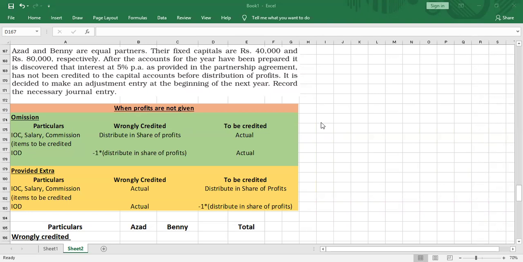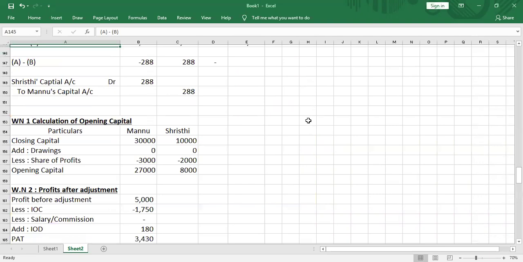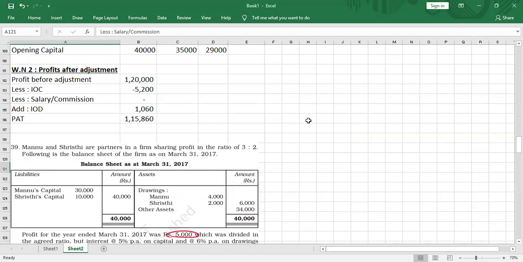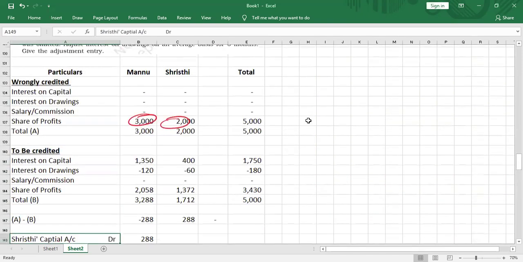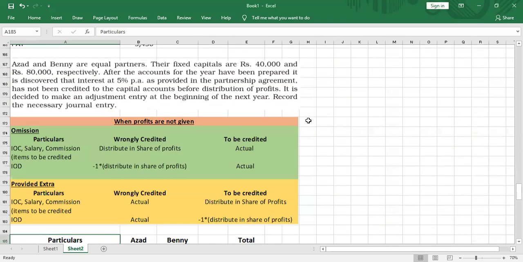In this series of videos, we're trying to solve the past adjustment questions. And in this particular video, I'm going to be teaching you how to solve the past adjustment questions when the profits have not been given. In all the previous questions that we solved, the profit before adjustment was given, like the profit was distributed without adjusting for interest on drawings or capital, or the profit was distributed after adjusting, giving extra, things like that.